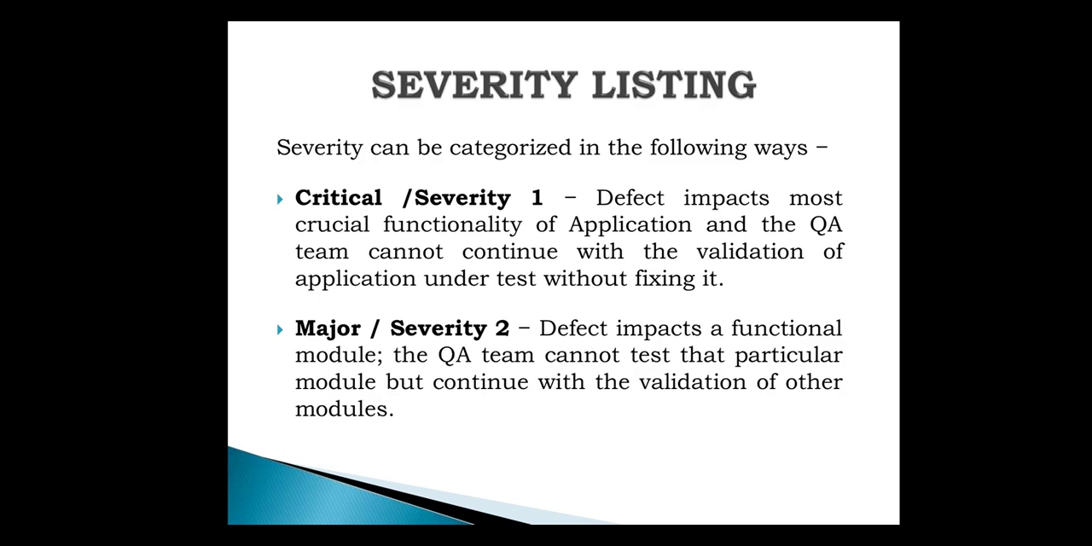There are several severity listings. It is critical. If the issue is critical, then severity is high. If it is major, then severity is lower. The defect impacts the most crucial functionality of the application and the QA team cannot continue with the validation of the application under test without fixing it, so its severity is high. The defect impacts a functional module. The QA team cannot test that particular module but can continue with the validation of other modules, then its severity is low as compared to severity 1.